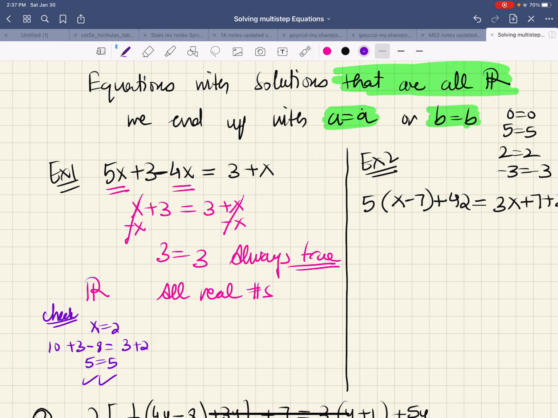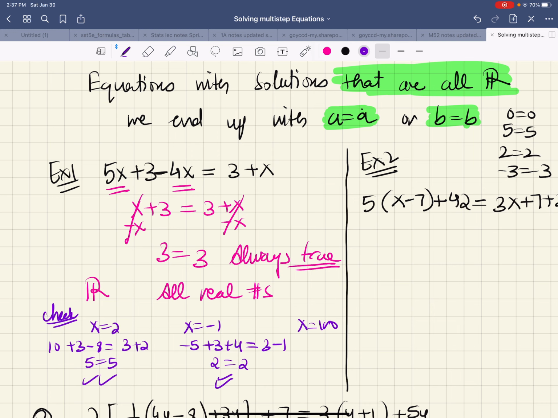So that works. How about x equals negative 1? So that's negative 5 plus 3. Negative 4 times negative 1 is plus 4 equals 3 minus 1. So 7 take away 5, 2 equals 2. Works. How about x equals 100? Try it on your own. And you can try a few more numbers, fractions, decimals, any real number. They all will work. Left-hand side and right-hand side will always be equal to each other.